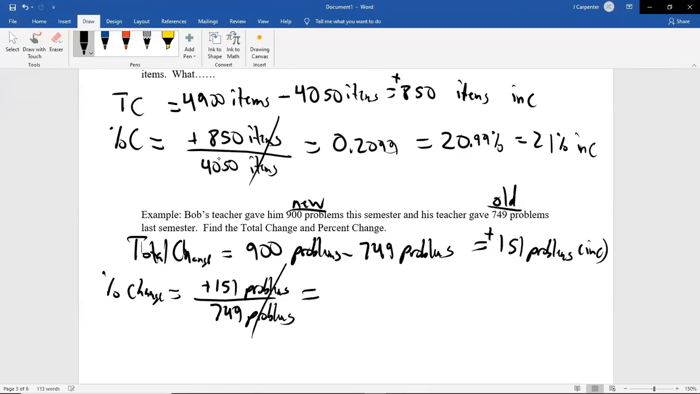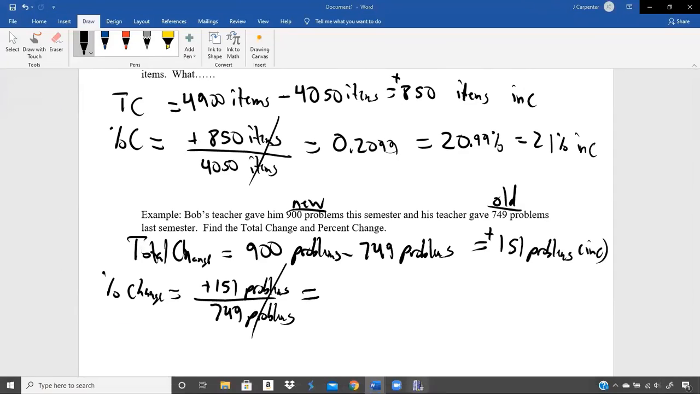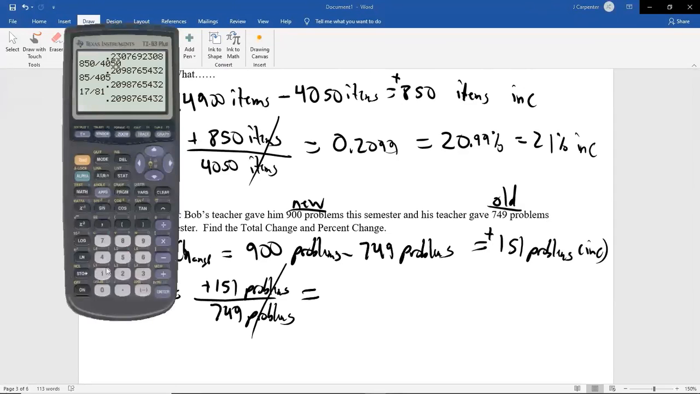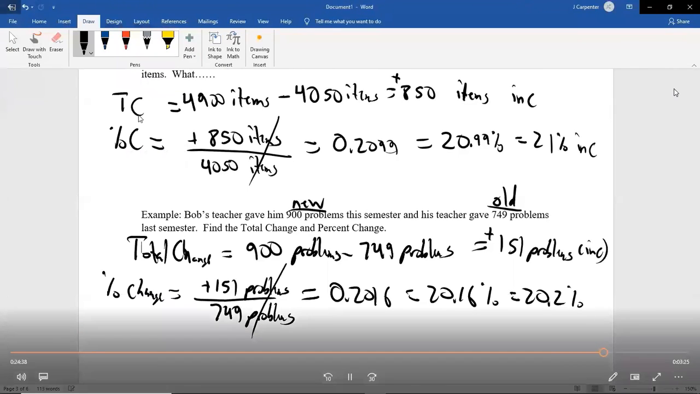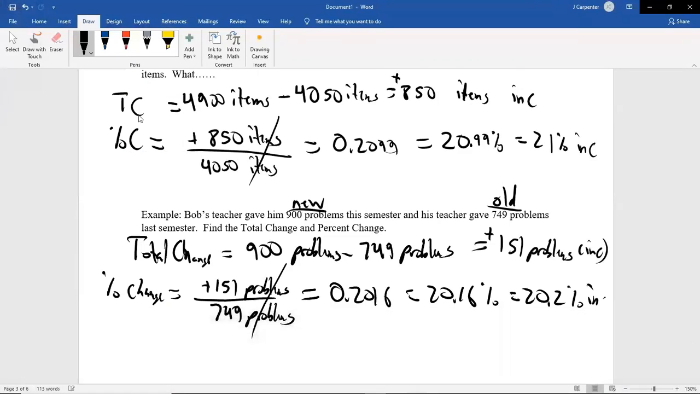So we're going to have to cancel those problems, so this will be unitless. We'll do 151 divided by 749. If there's a reduction there, I don't see it. And you get 0.2016 and so on. You'll move that decimal right twice, so you get 20.16%, or 20.2%. I am just rounding all these to 1 decimal place as a percentage, and that would be an increase.